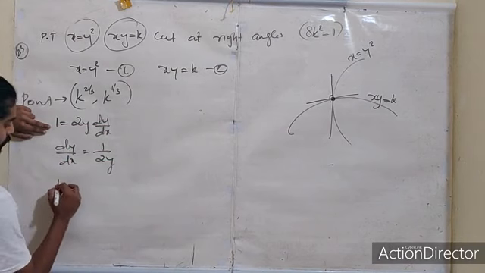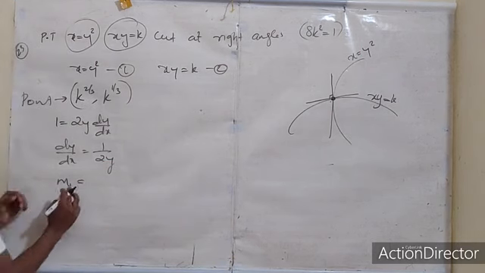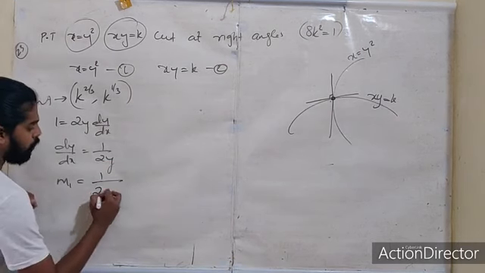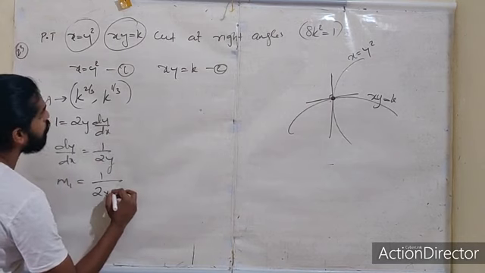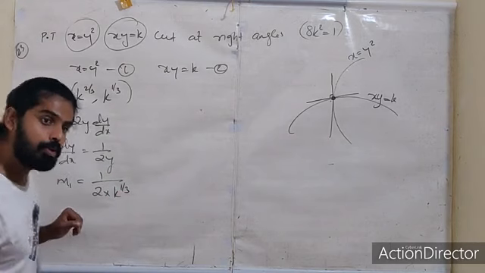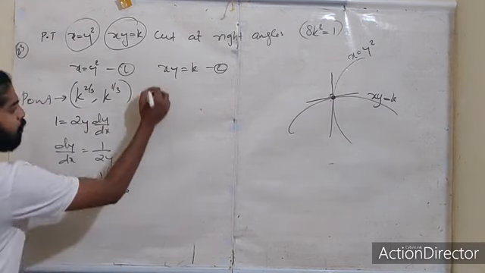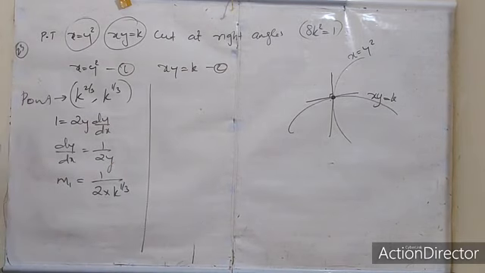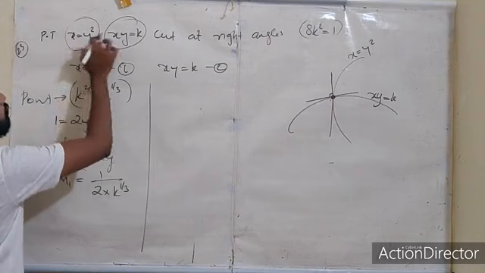The slope, let us write it as m1, the slope of the first tangent. So m1 is equal to 1 by 2 into y, which is equal to k raised to 1 by 3. So m1 is equal to 1 by 2 k raised to 1 by 3. This is the slope of the first line, the slope of the tangent line to this curve.